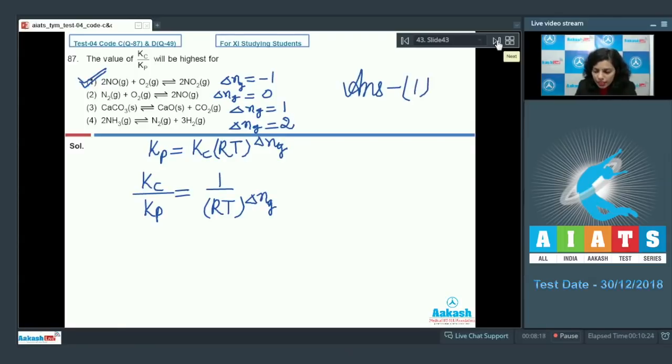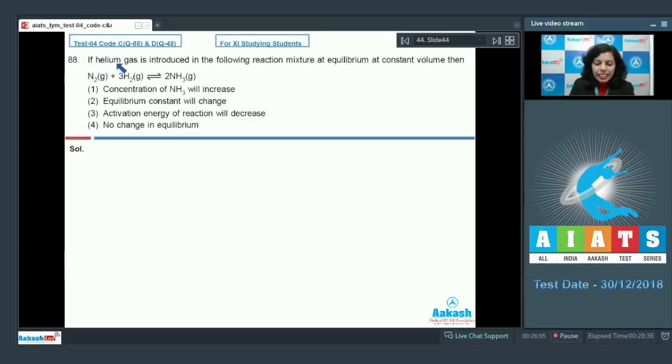Now, after this, let's take the next question. Question number 88. If helium gas is introduced in the following reaction mixture at equilibrium at constant volume, then you should always remember that if you add some noble gas or inert gas to an equilibrium mixture at constant volume, there is no effect on the equilibrium. Whether the reaction is this or some other reaction, if you are adding a noble gas or helium at constant volume, there would not be any change in equilibrium, and that's why option 4 is the correct option for this question.